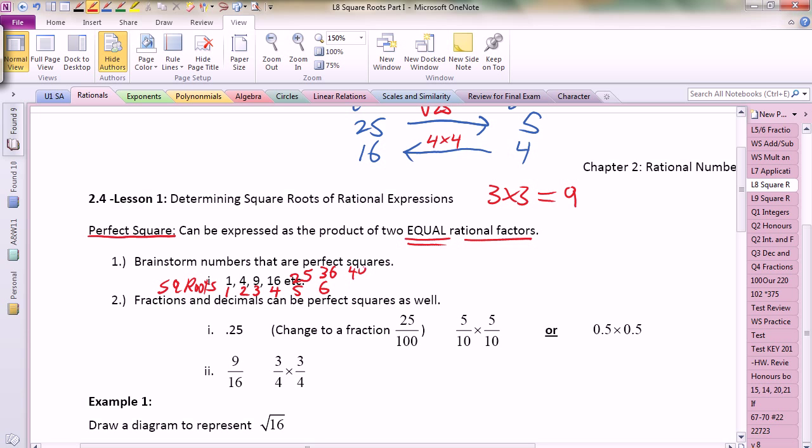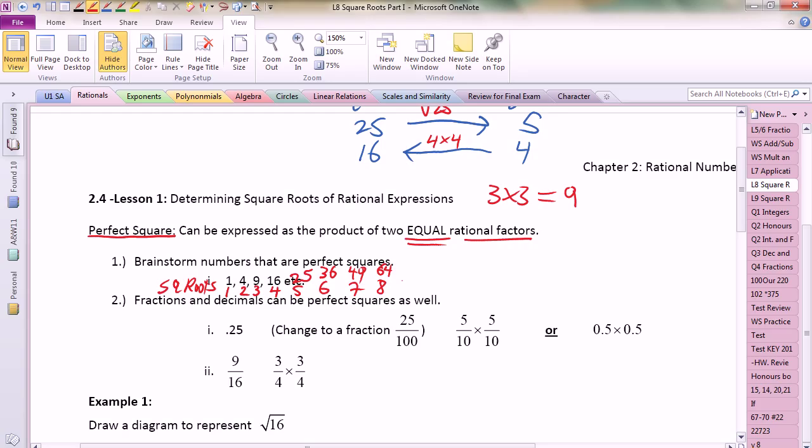7. What's the perfect square of 8? 64. 8 times 8. 64. Good. So you should kind of have an idea of all the perfect squares up to 10, 11, 12, 13. Right? What's the perfect square of 13? 169. Good. Perfect square of 14? 196.